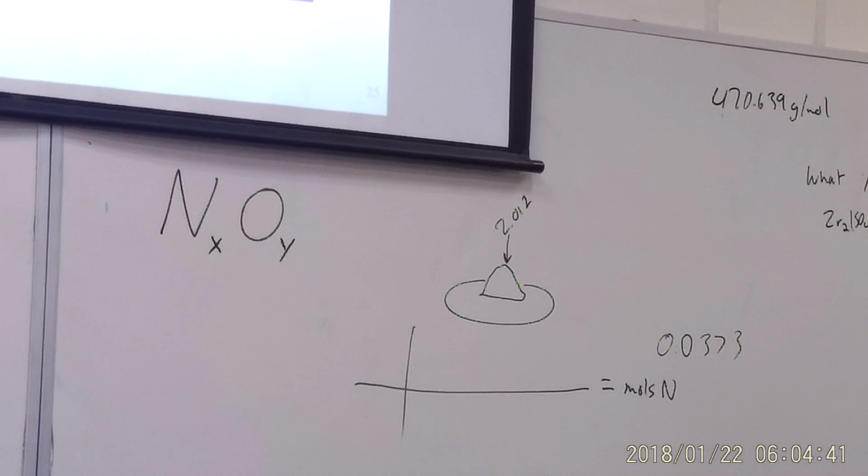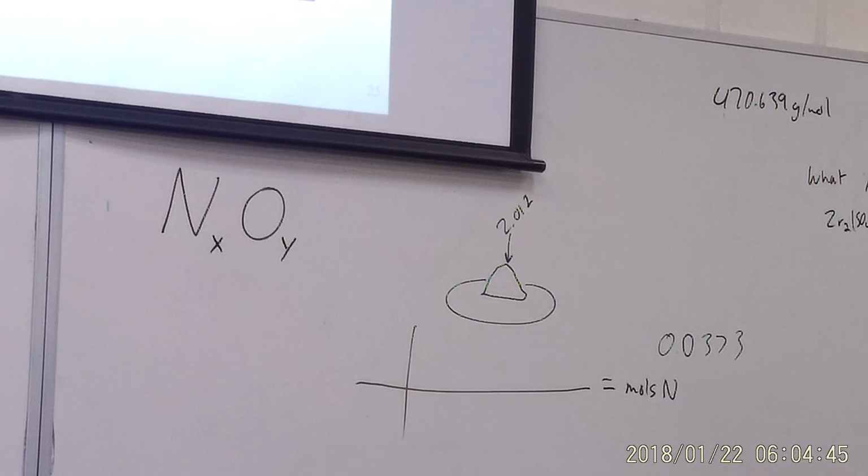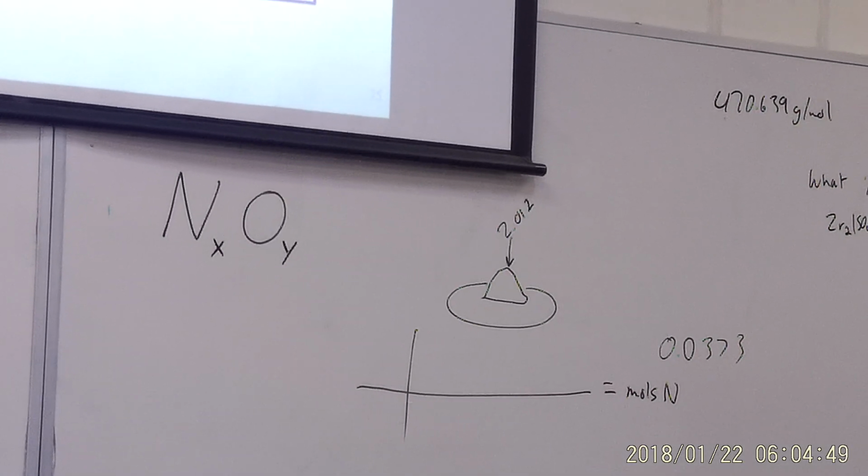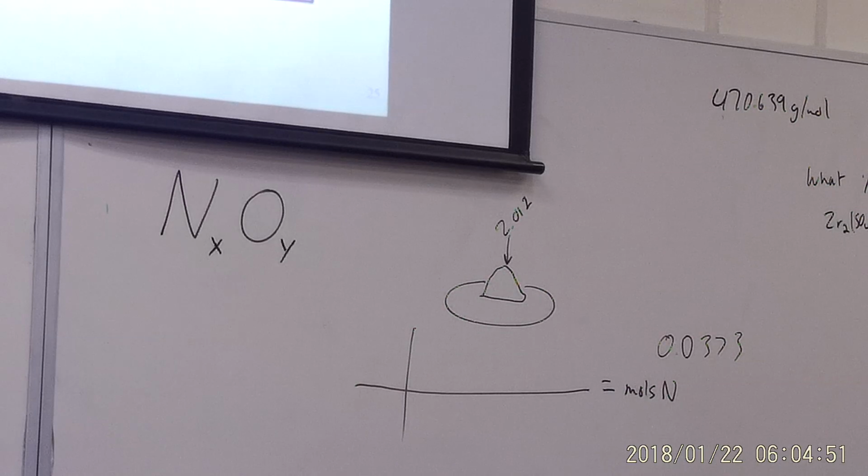Okay, so that's grams of nitrogen. Yeah, I kept this one. This is grams of sample. Okay, great. So you're going to go grams of sample, grams of nitrogen. Very good. And then this is like 1 mole nitrogen. And then 14.